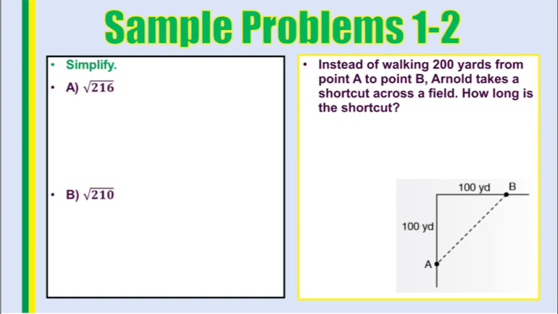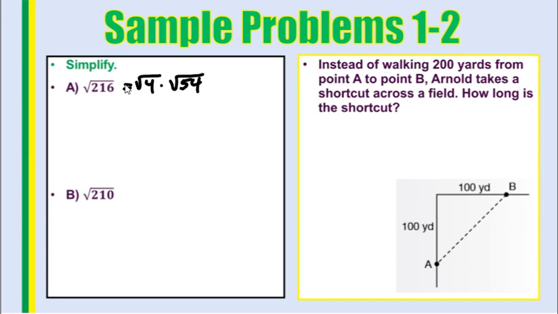Simplify the square root of 216. So let's think. Is there a perfect square that I can take out of 216? Here is where you can make use of your calculator. Let's think of my perfect squares. I've got 4 as a perfect square. So if I take 216 divided by 4, that is 54. So the square root of 4 times the square root of 54, because 4 times 54 gives me 216.